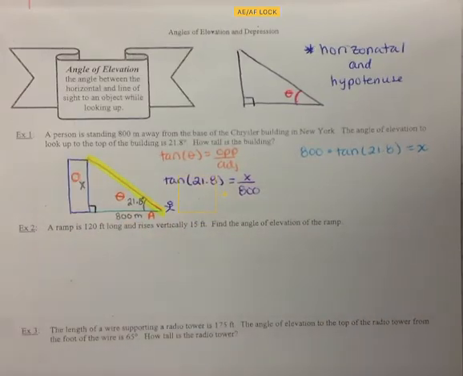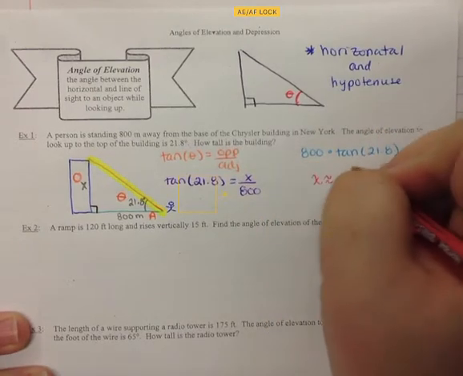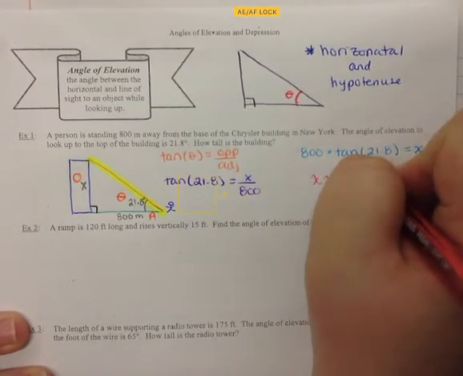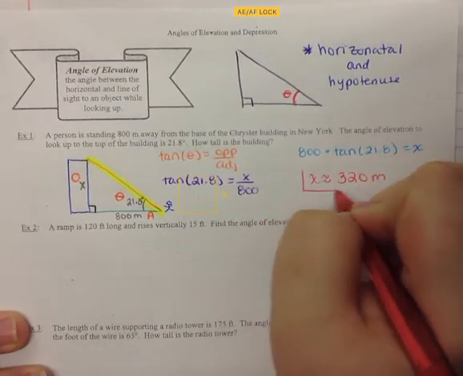This is a meter, so I do want to make sure I represent that x is approximately 320 meters. And that is actually true. The Chrysler Building is roughly 320 meters tall.